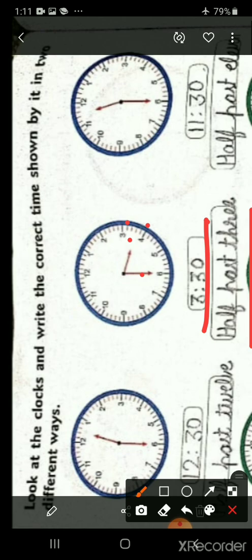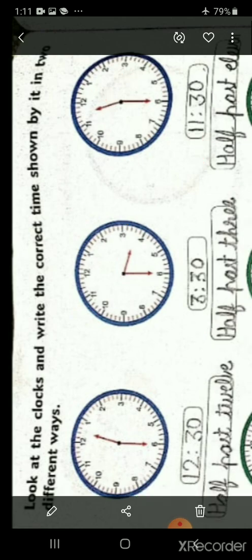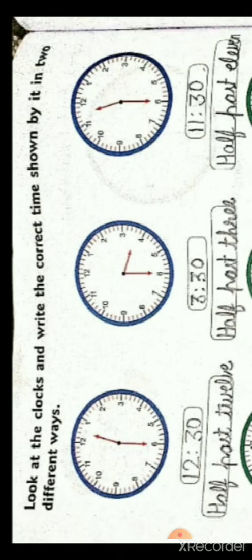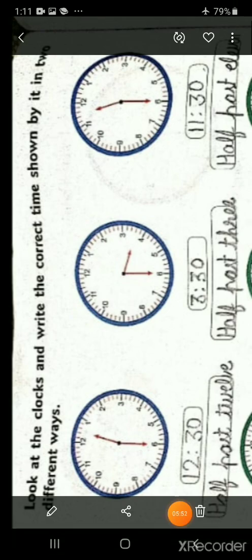In the third picture you can see that the short hand is between 11 and 12 and the minute hand is on 6. So you can say that it is 11:30. You will write 11:30. In another way you will write 11:30. You can see here, students, I have written 11:30.